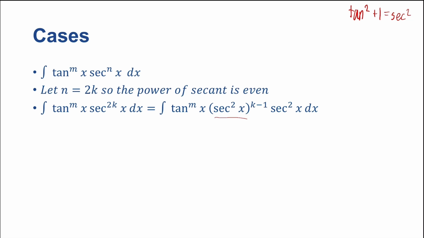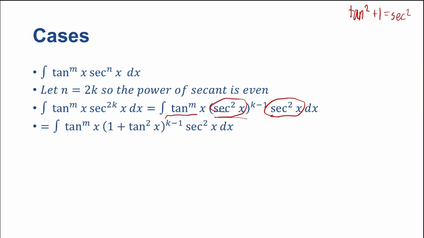So now we've got a tangent that we can set equal to u, and we've got the secant squared, which is the derivative of the tangent, and here we can replace this so that it becomes 1 plus tangent squared. So we get the integral of tangent to the m of x times 1 plus tangent squared of x to the k minus 1 power times secant squared of x dx. So we set a u substitution, set u equal to tangent of x, then du equals secant squared x dx. Then we have du here, we have our u, and there we go.